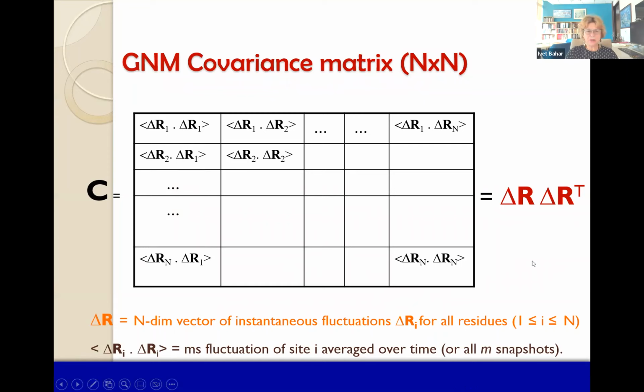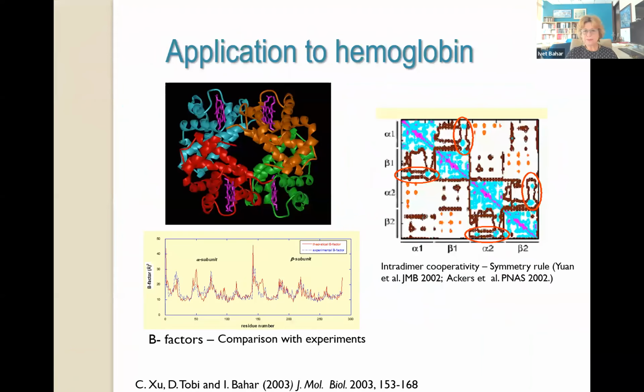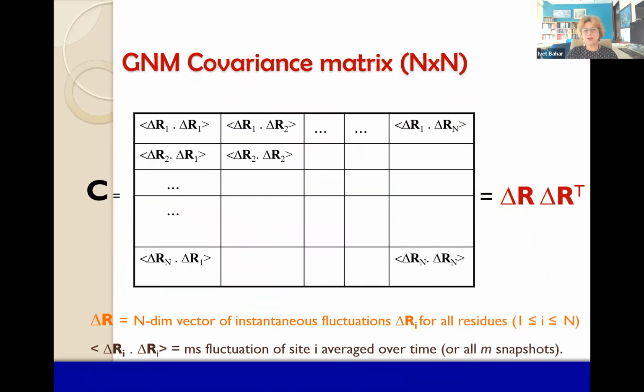It's an n by n matrix, and it gives you information on how much residues i and j are correlated. This is the mean square fluctuation here, and the off-diagonal terms will be giving you the cross correlation. So practically, when I showed this diagram for hemoglobin, we are just showing the elements of the covariance matrix. That's all. Very simple. We are just showing in color code the elements of the covariance matrix.